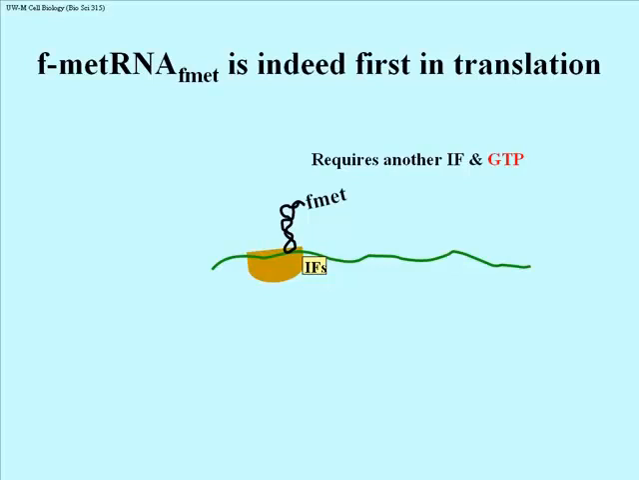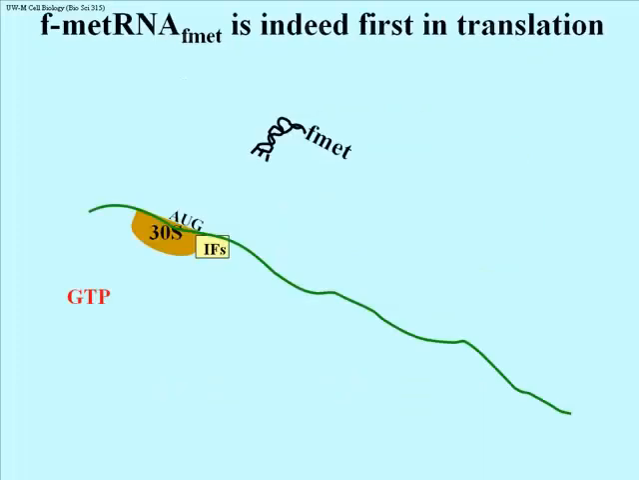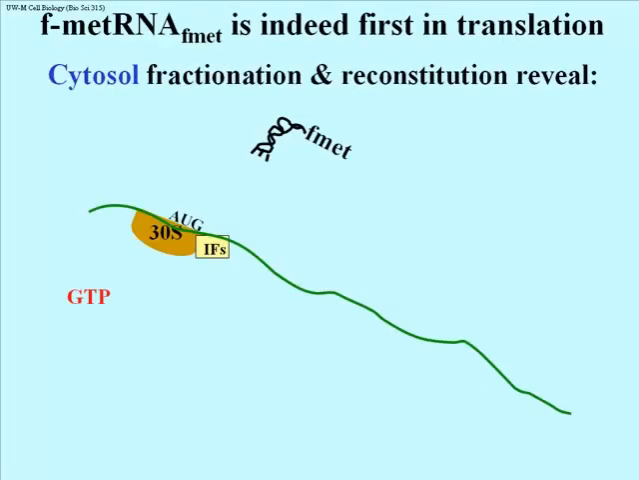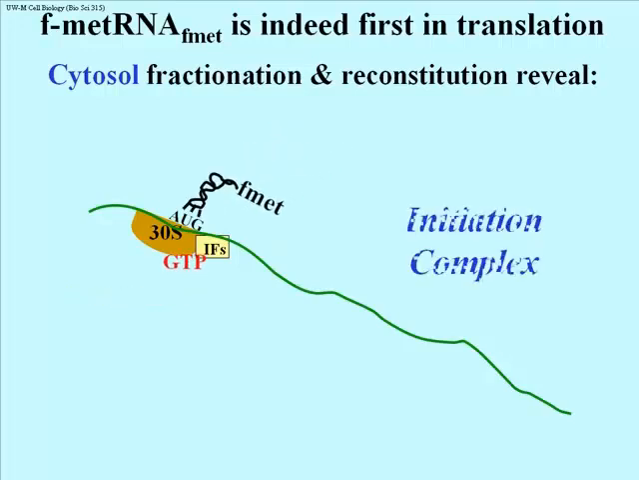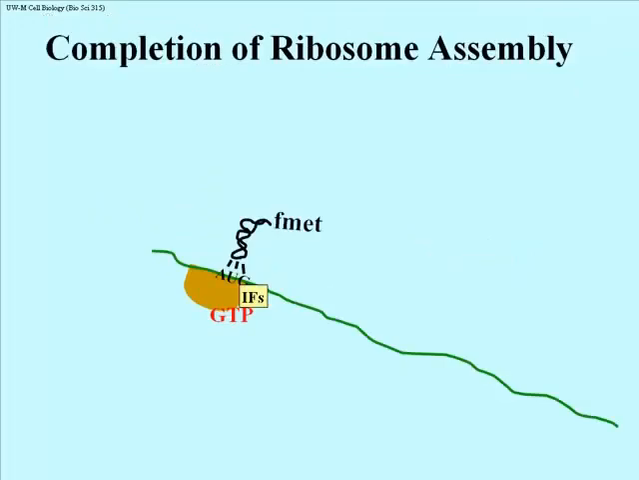That association requires another initiation factor, so we've added another initiation factor to the IFs shown here, and it requires GTP as well. And it turns out, of course, when you do this sort of experiment, no other aminoacyl tRNA does this. So here we have the same sort of thing happening again, but with a bit more detail. It turns out that if you do these experiments, the GTP and the fmet combine with the 30S subunit and the initiation factors that are present to form an initiation complex.